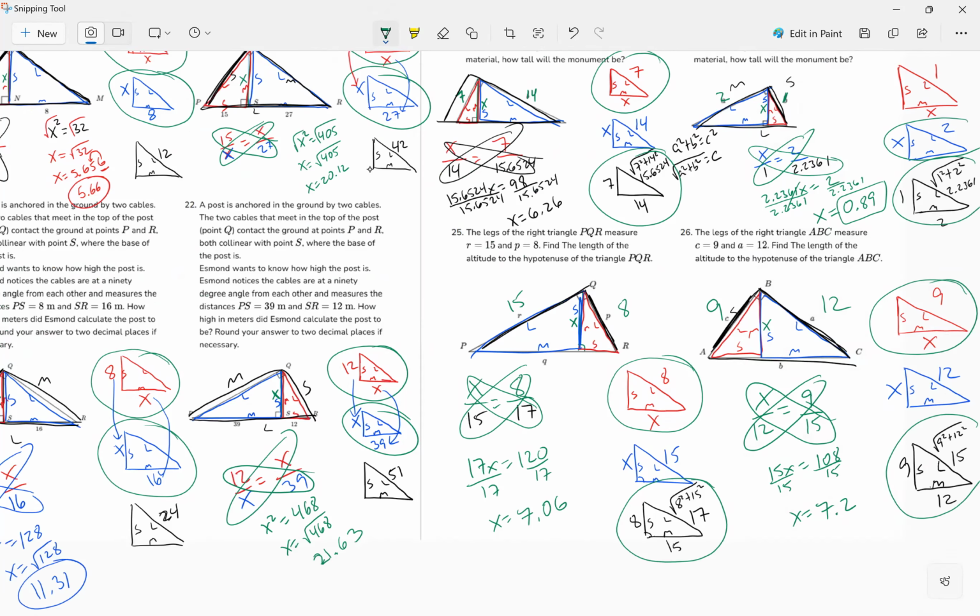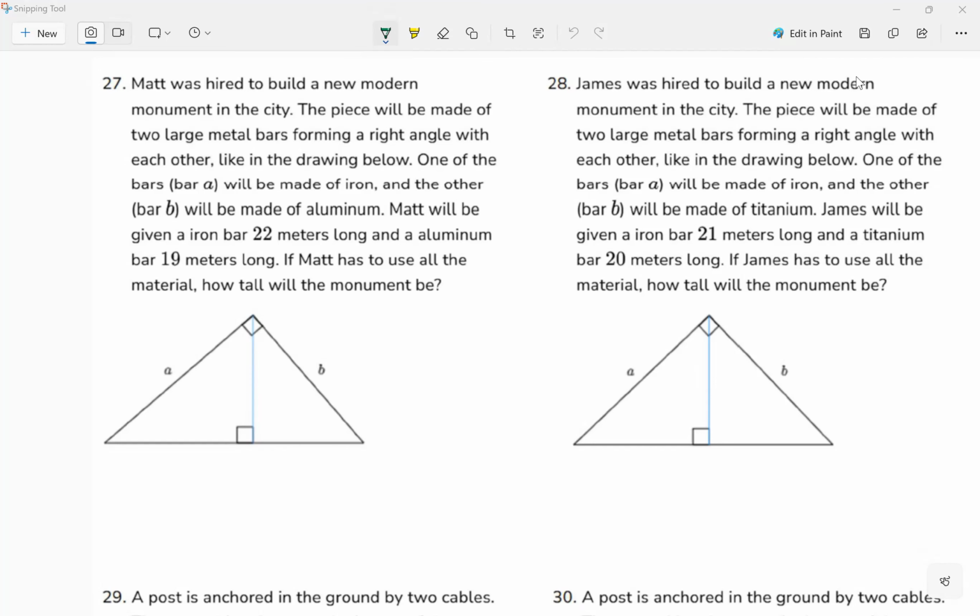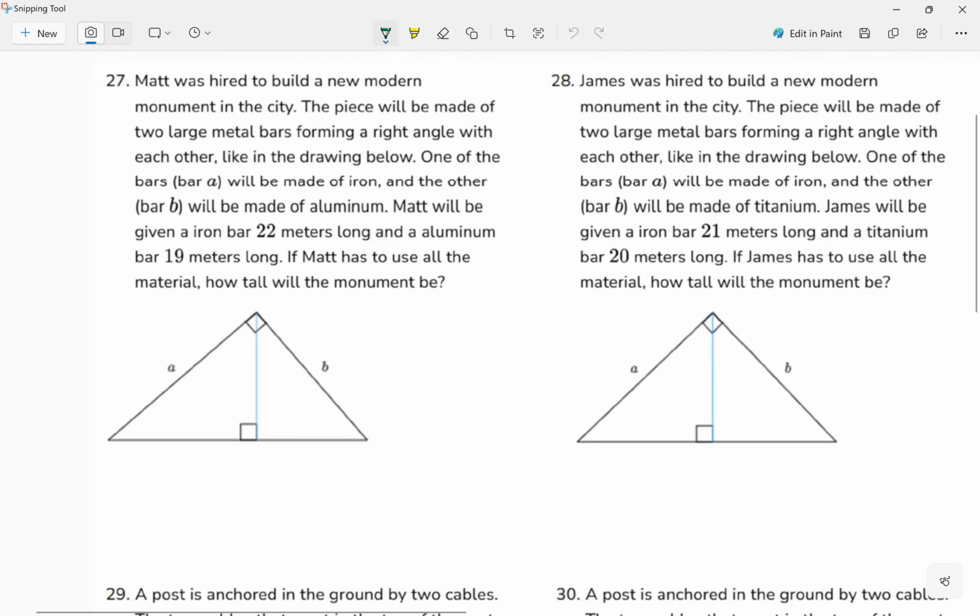Let me flip the page. We're almost there. Matt was hired to build a new modern monument in the city. The piece will be made out of two large metal bars forming a right angle with each other like the drawing below. One of the bars will be made out of iron. A is iron and B will be aluminum. Matt will be given an iron bar of 22 meters. So this is 22 and the aluminum will be 19.